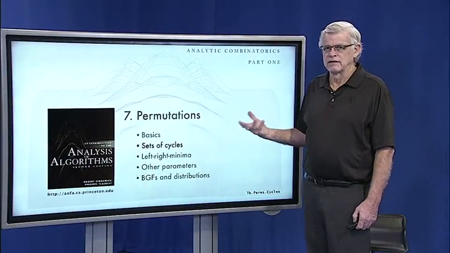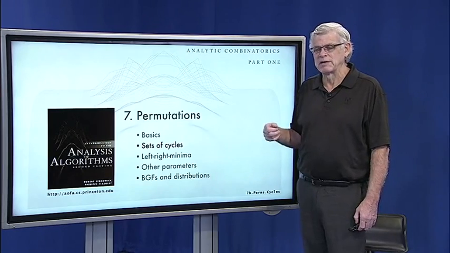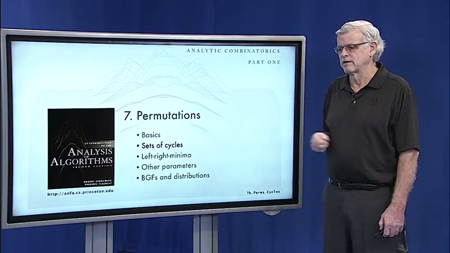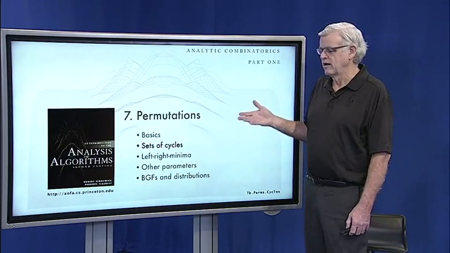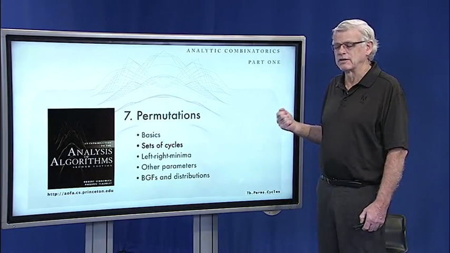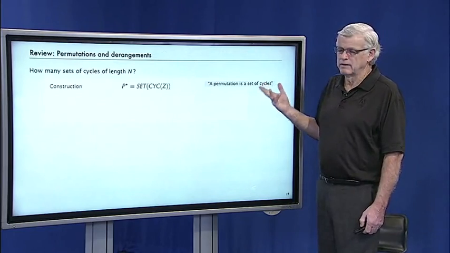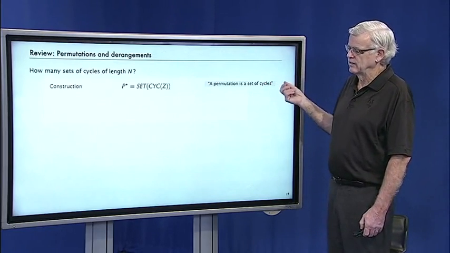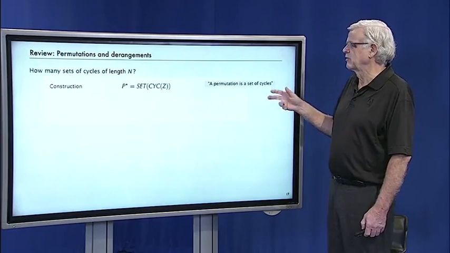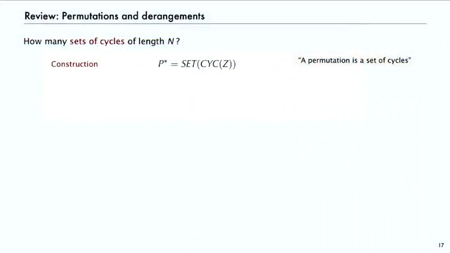Okay, next we're going to extend the kind of analysis that we did when we introduced permutations in the fifth lecture and look at permutations as sets of cycles with restrictions on the cycle length. Recall that we studied this when introducing analytic combinatorics with the following kind of construction. A permutation is a set of cycles.